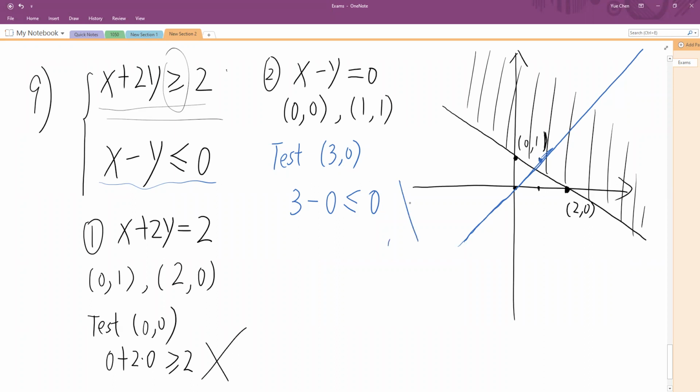No, this is wrong. So in other words, we should not choose this region. This region is not your solution region, because it contains the (3, 0) point. So we choose the other part, the upper part. So we have this part.